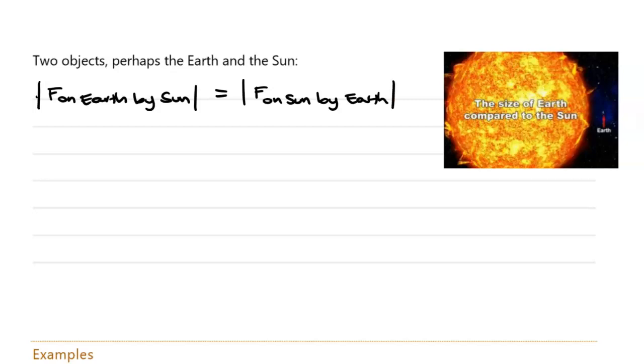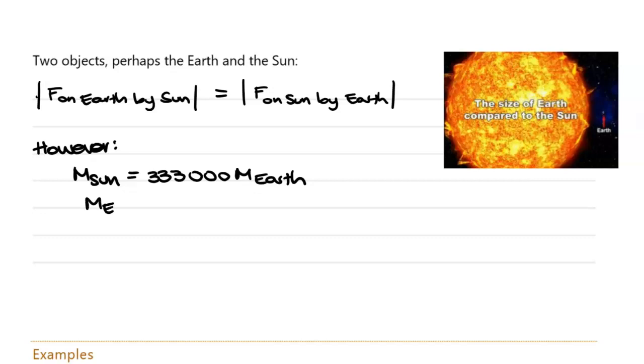Now the thing is though, the effect of this force is different because the masses are different. So however, m Sun, just out of interest, is about, I looked this up before, 333,000 times m Earth. So m Earth, I think it would be safe to say, is much, much less than m Sun. And what that means is the acceleration of the Earth is much, much greater than the acceleration of the Sun.